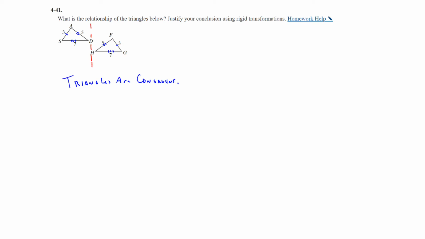Maybe about right there, and then once that reflects, then you will be able to shift it down. So probably a reflection and then a translation. And that's one way to do it. There's other ways that you could do it as well.